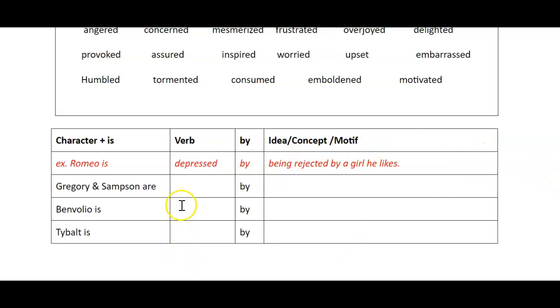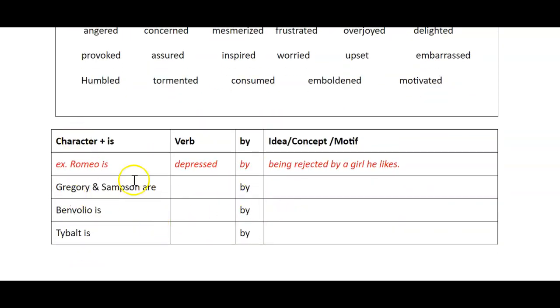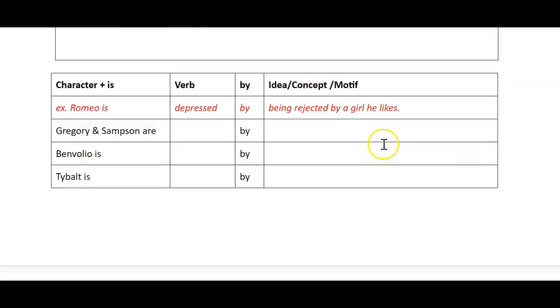Samson and Gregory, remember these are the servants, the Capulet servants we meet at the beginning of Act 1, Scene 1. What is a big idea that's tied with them? Benvolio, what's an idea that we can tie to him, and what's a verb that can tie that idea to Benvolio? So let's do an example one together.